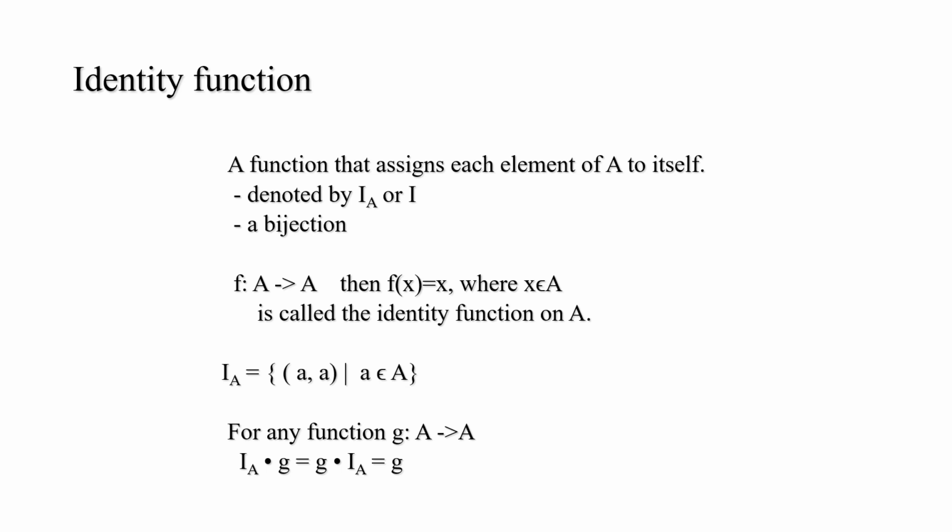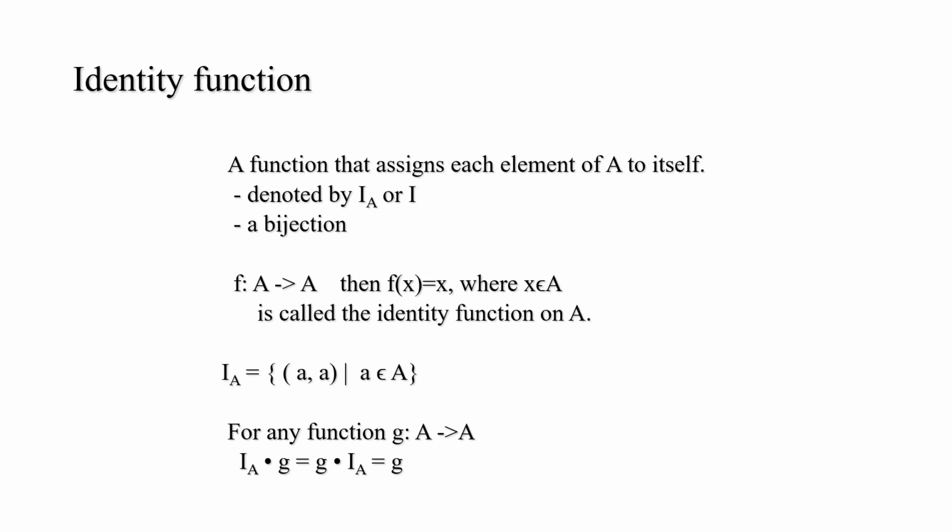Dear students, in this video we can study about identity function and inverse of a function. A function that assigns each element of set A to itself is called an identity function. It is denoted by the letter I or I suffix A. An identity function is a bijection. That means it is one-to-one and on-to.